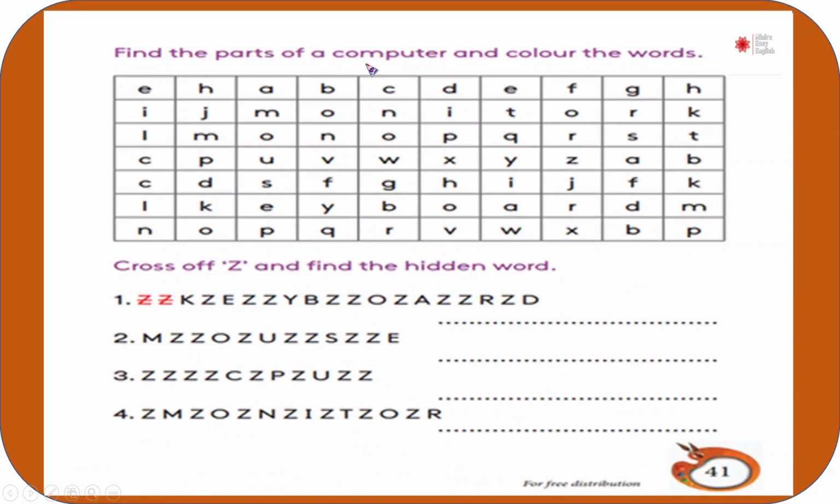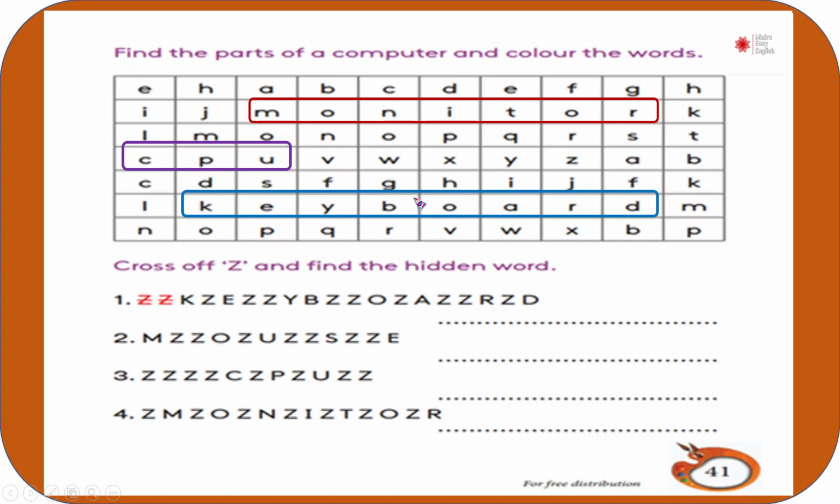Find the parts of a computer and color the words. Monitor, CPU, keyboard, mouse. Take different colors of color pencils and color each box. Monitor, CPU, keyboard, mouse. Cross off Z and find the hidden word.